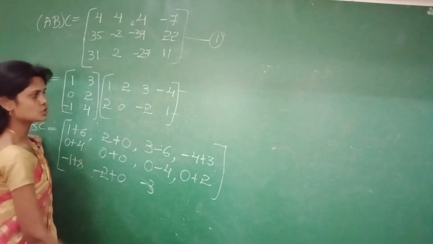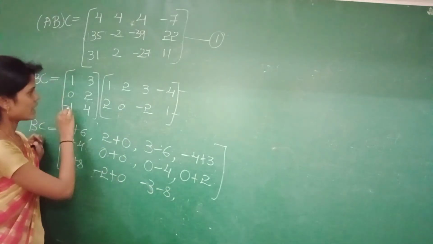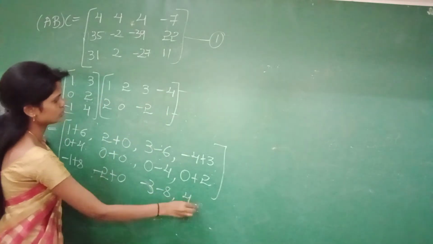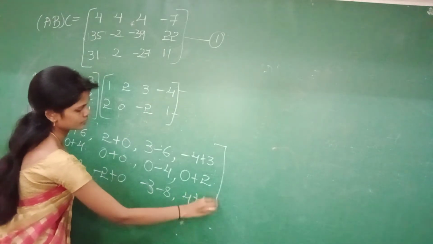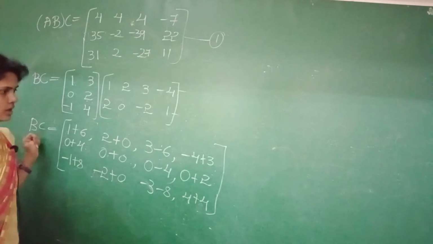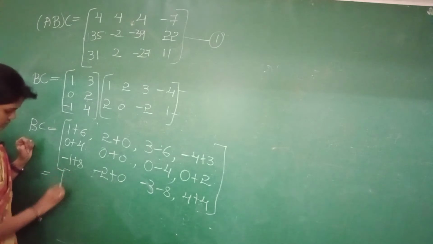4 into minus 2 it is minus 8. Minus 3 minus 8. Minus 1 into minus 4 it is minus into minus plus. So plus 4. 4 into 1 it is 4. So this is what? The matrix B into C. Then write down by adding all the terms what you get.